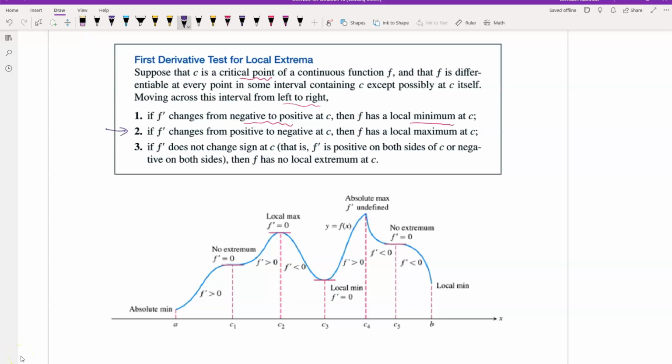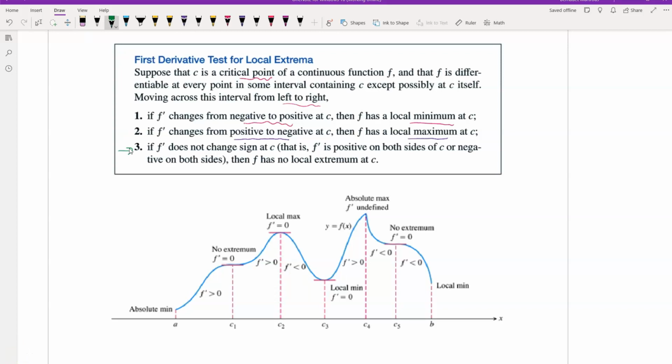Now here, if f prime changes from positive to negative at c, then f has a local maximum at c. So based on what we have here, f prime is greater than 0, that means positive, and then from left to right that changes to negative. So this means here we have a local maximum and f prime is equal to 0.